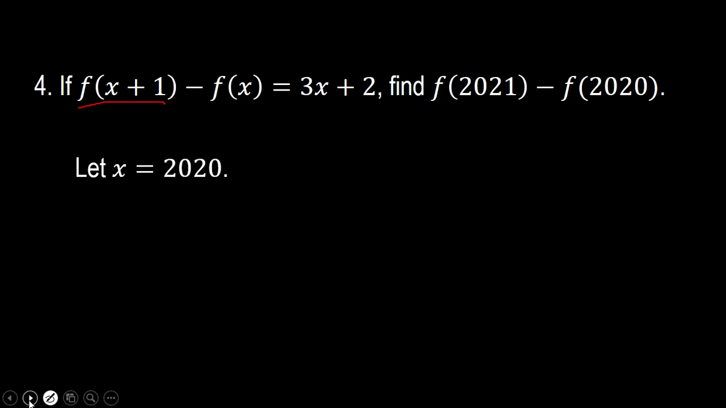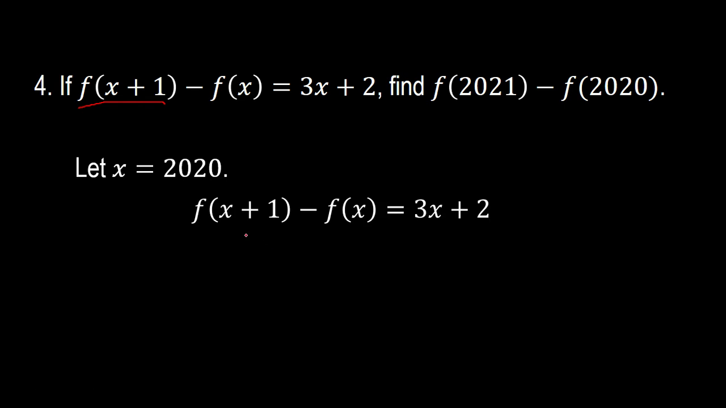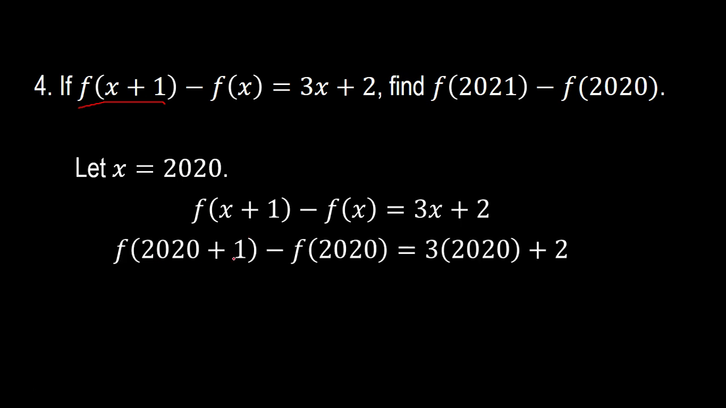So if we're going to substitute that to our function, we'll have f of x plus 1 minus f of x is equal to 3x plus 2. And then since x is equal to 2020, we'll have f of 2020 plus 1 minus f of 2020 is equal to 3 times 2020 plus 2. Okay, and as you can see, we have here 2020 plus 1, which is 2021. And then we have f of 2020, which is our problem.